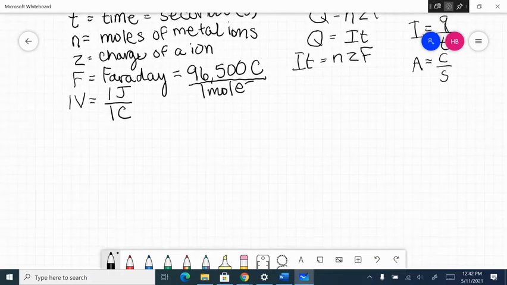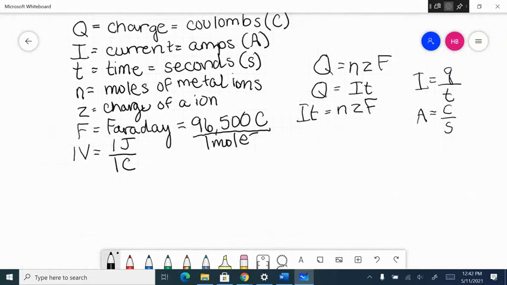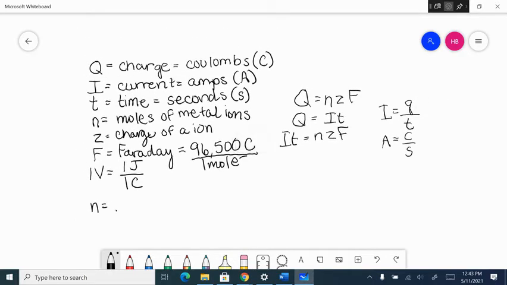So now let's go to the problems that they give us. Number 1 reads, calculate the number of moles of copper produced in an electrolytic cell if a current of 5 amps at a voltage of 6 volts flows through a solution of copper ions for 10 minutes. So what did they give us? We're solving for N, because it says calculate the number of moles of copper produced.